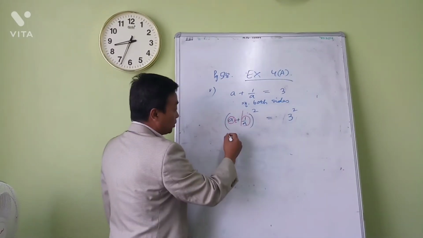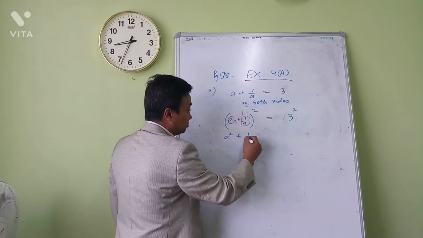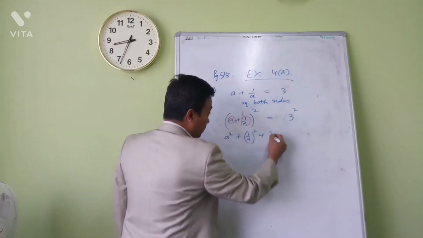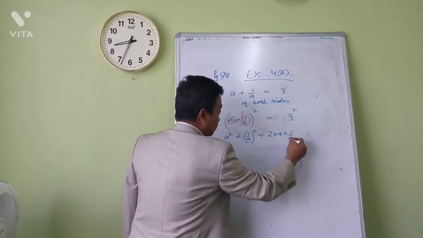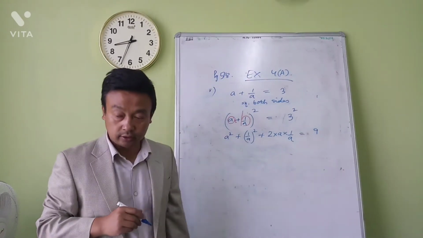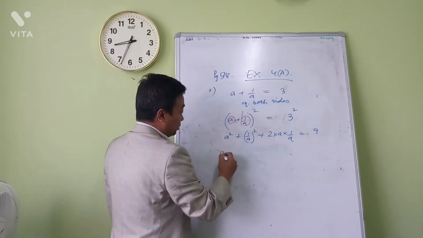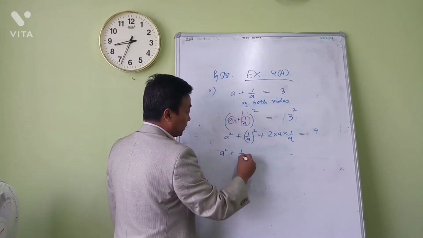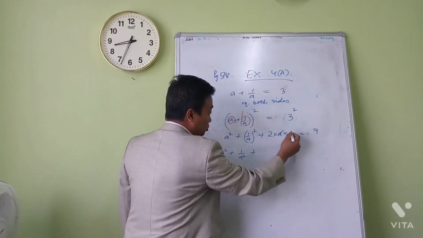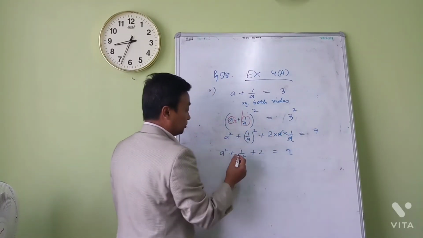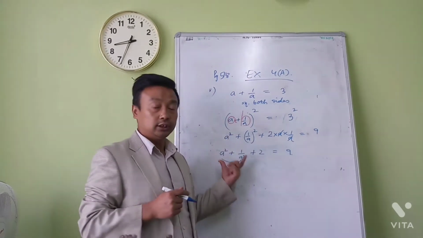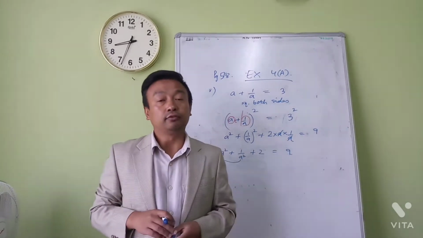So a square will remain a square, plus b. In place of b you have got 1 by a, plus 2 into a into b, equals to 3 3s are 9. You have to square the right hand side as well. Now a square plus 1 by a square, because the square of 1 will remain 1. This a and a cancel, 2 1s are 2, equals to 9. Since you have to find a square plus 1 by a square, these two terms you will keep on the left hand side only.